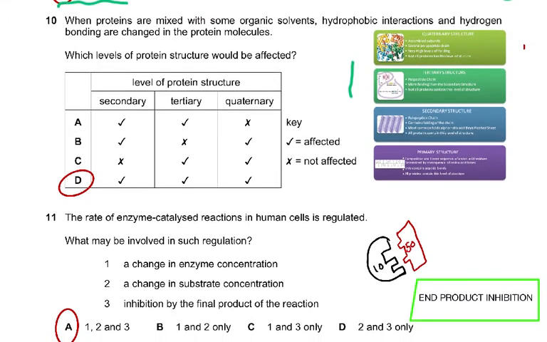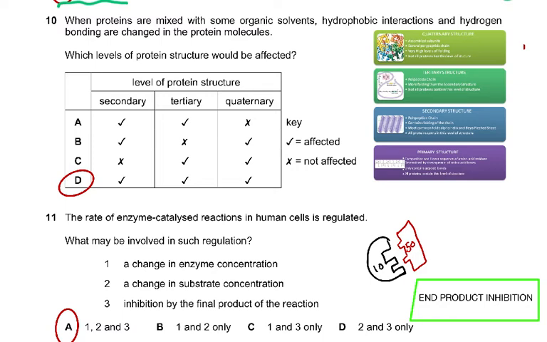Now, if we look at question 10, when proteins are mixed with some organic solvents, hydrophobic interactions and hydrogen bondings are changed in the protein molecule. Which level of protein structure would be affected? So we have primary, secondary, tertiary, quaternary, but here we only had 3 levels which were discussed: secondary, tertiary, and quaternary. So hydrophobic interactions and hydrogen bond.